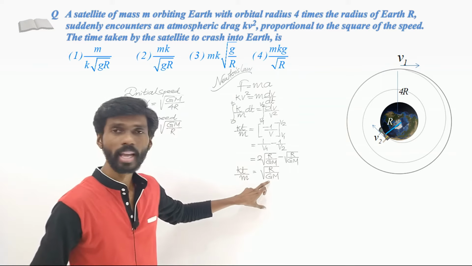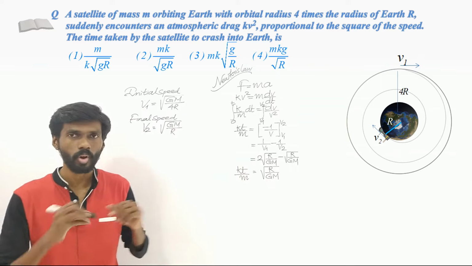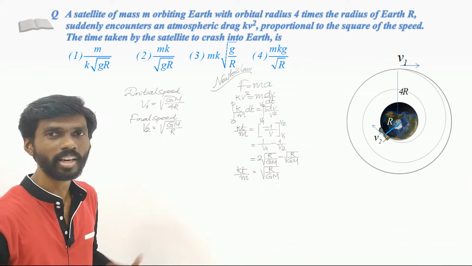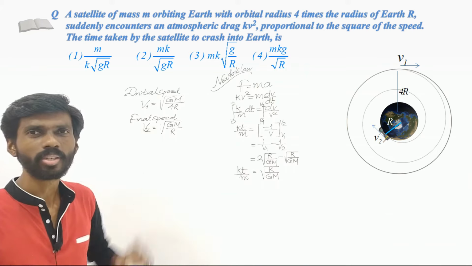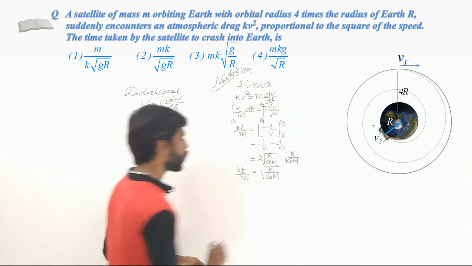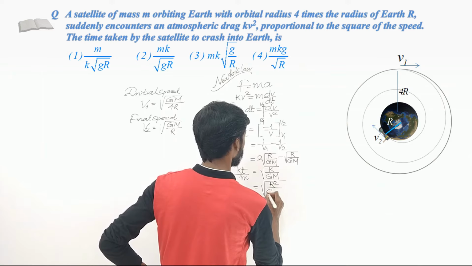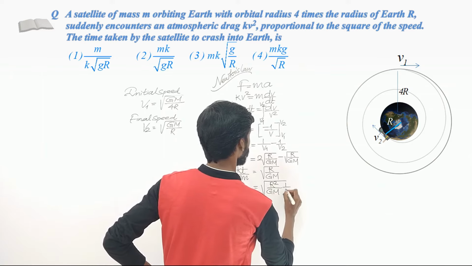But in the options it is not given in terms of capital G, the options are given in terms of small g. It should have been mentioned in the question what this g is, but it is understood, right? So it is the acceleration due to gravity near the surface of the Earth. So let us get it in terms of small g. So multiply and divide by R. So this is R squared divided by GM, times 1 by R.